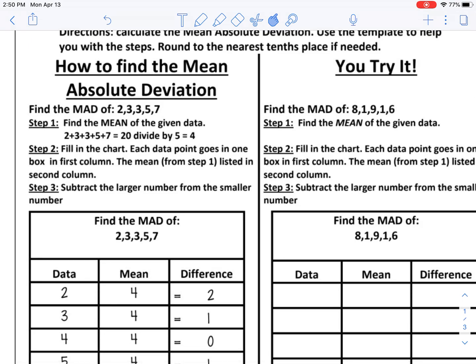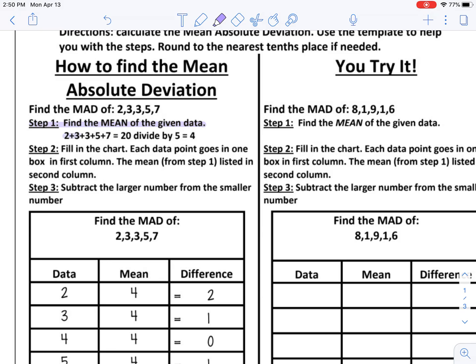I will say these charts that you're going to see in your notes and on your check are extremely helpful for not forgetting the steps. This is a very step-by-step process, and if you follow the steps, you should be fine in doing this. So step 1, find the mean of the given data set.